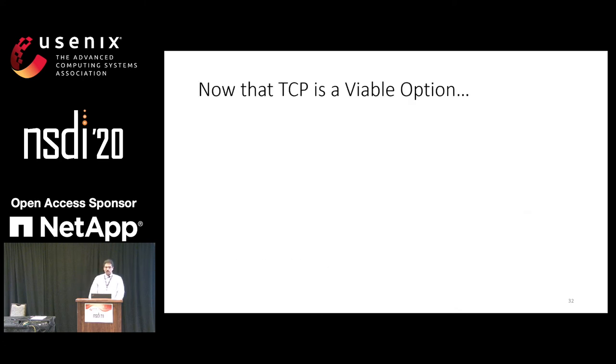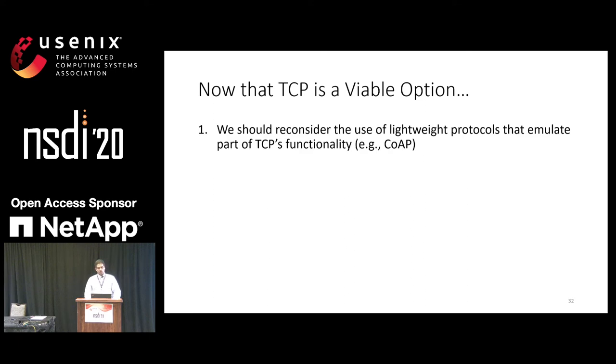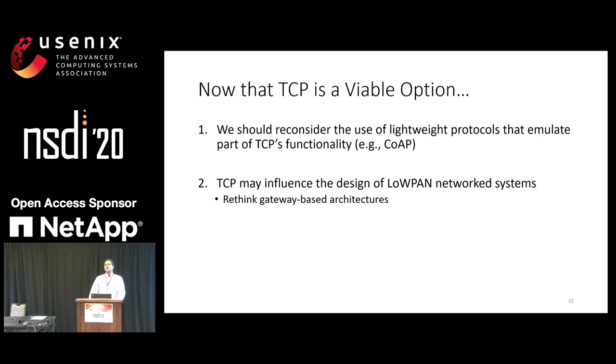So now that TCP is a viable option, what does this mean for network systems in this space? Well, the first thing is that we should reconsider using lightweight protocols that emulate part of TCP's functionality, like CoAP, and instead we should use TCP in cases where it performs as well or almost as well as these alternatives. TCP may also influence how we design these systems as a whole. So one design that's actually really popular now in commercial offerings is this gateway-based design, where you have an application layer gateway at the edge of the network that is performing application-specific functionality to bring connectivity to devices. TCP gives us the opportunity to rethink that gateway-based architecture and instead replace the gateway with an IP-based border router, which would in turn allow for better interoperability between different manufacturers' ecosystems.